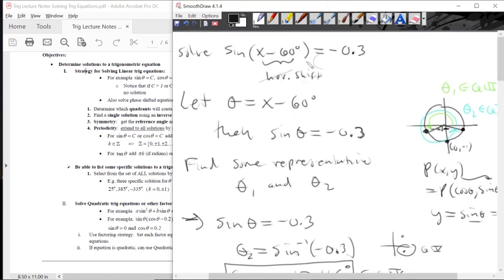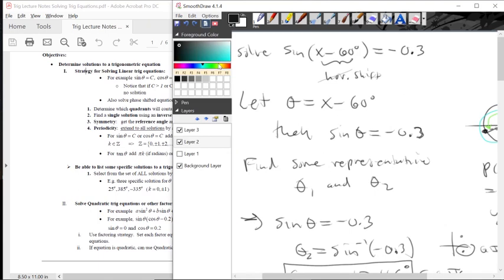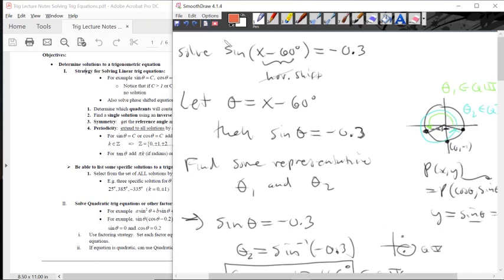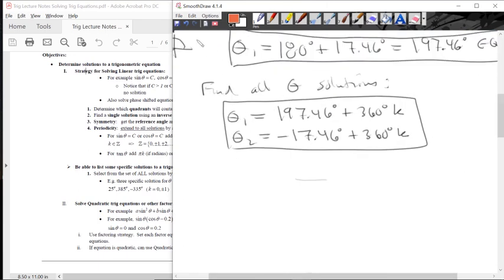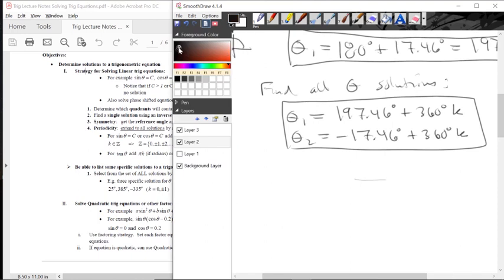But the original equation didn't have theta in it. The original equation had x in it, and we chose this substitution right here. I'll outline that in a different color so that it stands out a little better. This was our substitution we had selected in order to set up a more basic trigonometric equation. We have to solve for x now. Given that theta is x minus 60 degrees, what is x going to be?